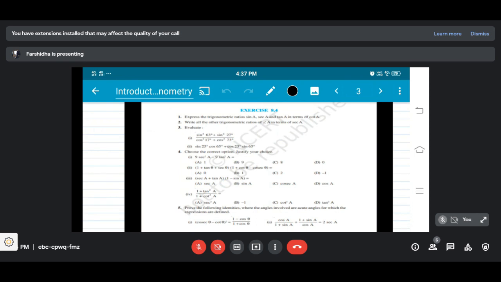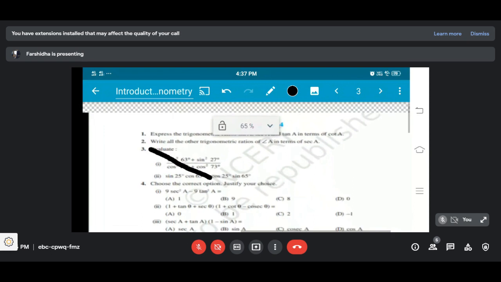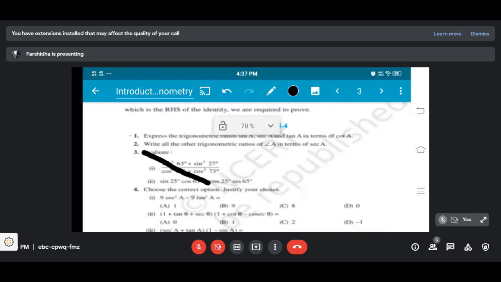In exercise 8.4, question number 3 is also not there since it is related to trigonometric ratios of complementary angles. So question number 3 is also deleted from the syllabus. We have done question number 1. Now we'll start question number 2.